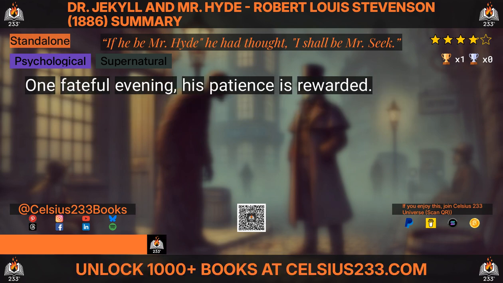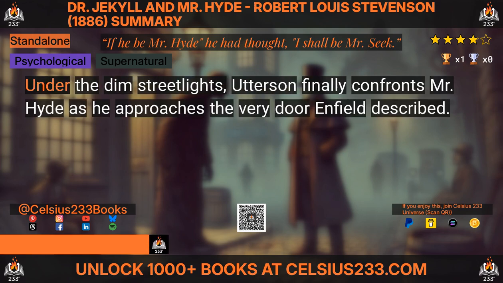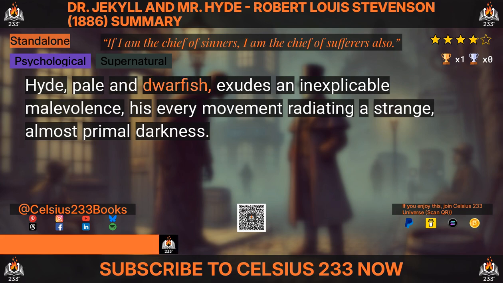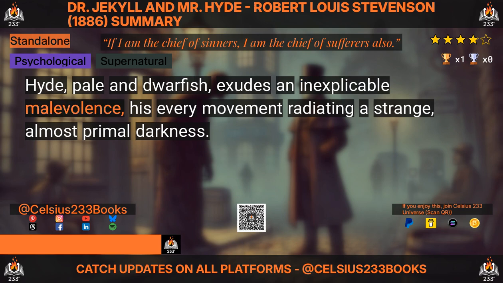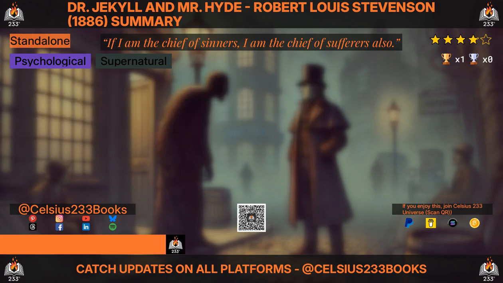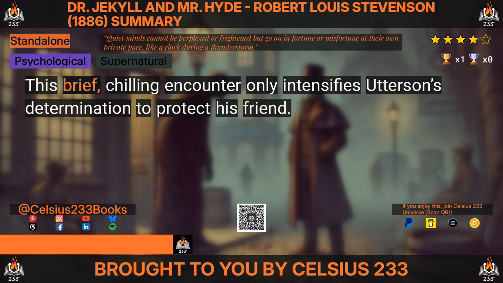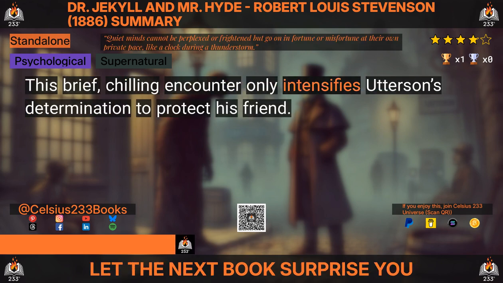One fateful evening, his patience is rewarded. Under the dim streetlights, Utterson finally confronts Mr. Hyde as he approaches the very door Enfield described. Hyde, pale and dwarfish, exudes an inexplicable malevolence, his every movement radiating a strange, almost primal darkness. Utterson asks to see Jekyll, but Hyde coldly informs him that Jekyll is away. This brief, chilling encounter only intensifies Utterson's determination to protect his friend.